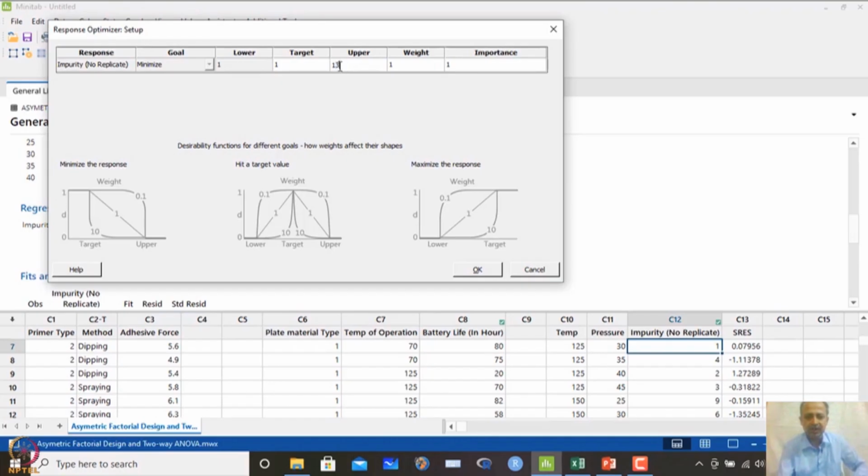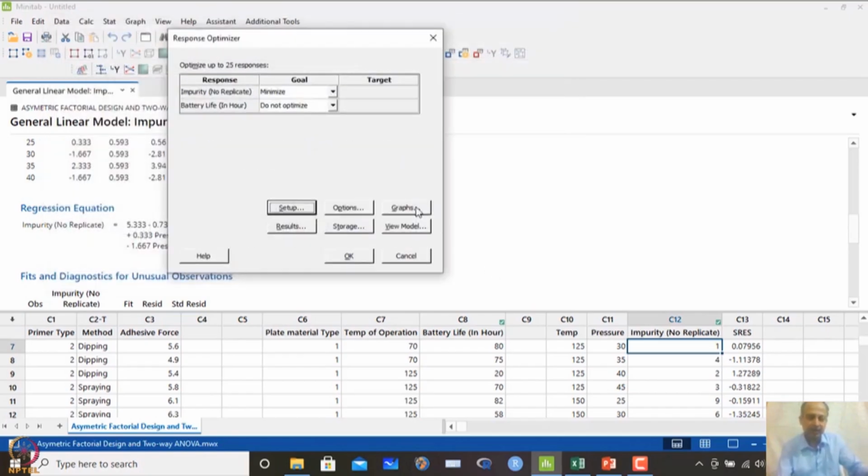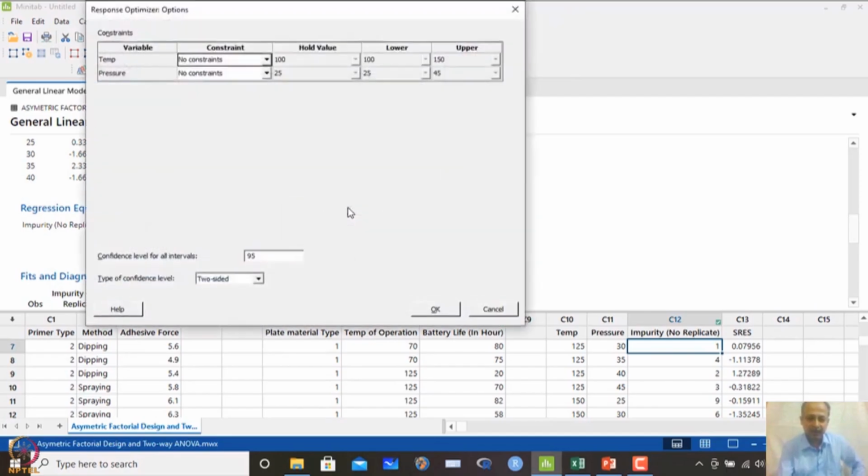So, if you want, upper limits can be changed, and for the target, maybe we can make impurity 0, and this may be the upper bound, maybe 20. This depends on you, so there is no hard and fast rule over here. In this case, what you have to do is decide for temperature and pressure whether you want to apply constraints over here, because we are doing optimization, and it will search around the surface that will be generated based on the regression response surface.